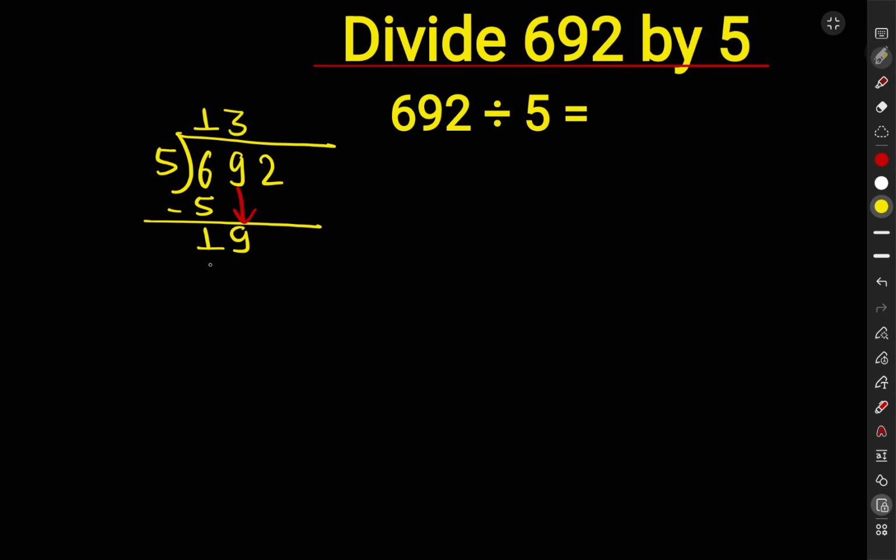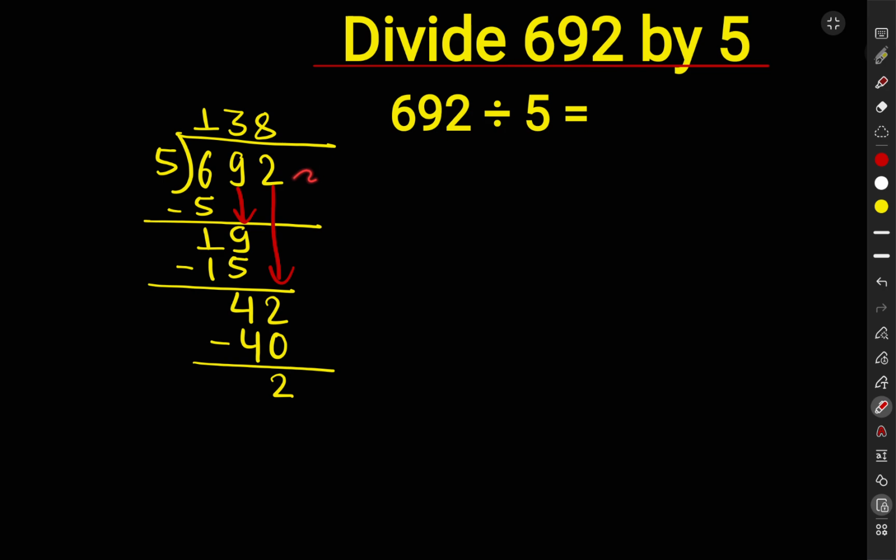5 times 3 is 15. On subtracting, we get 4. So again we put down these 2 and it is 42. 5 times 8 is 40. On subtracting, we get 2.